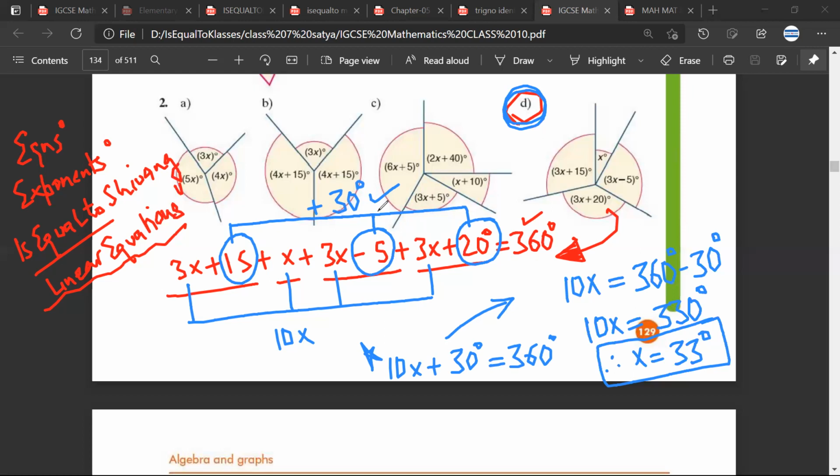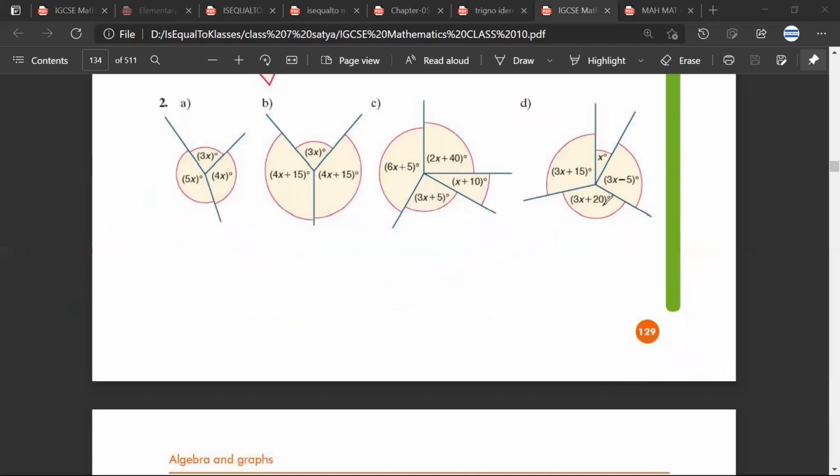Yes, sir. Any doubt? Just check. No, sir. So I have 15 degree, 15 minus 5 is 10 and 10 plus 20 is 30. So this is my 30 degree. And for x, this is 3x and 4x and 7x and 10x. So this is my 10x. So 10x plus 30 is equal to 360 degree, and then the rest, final answer is 33 degrees. Mr. Satya, any doubt? No, sir. Mr. Sarthak, any doubt? No, sir.